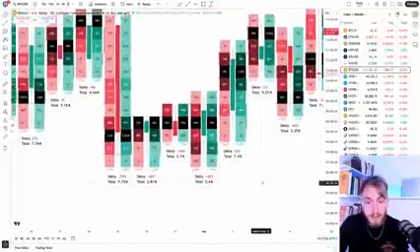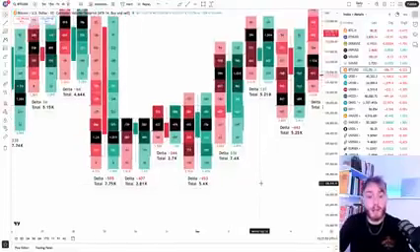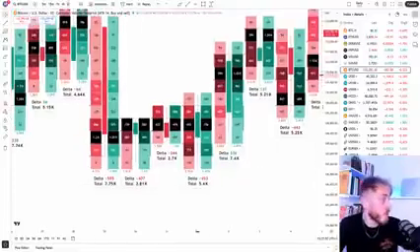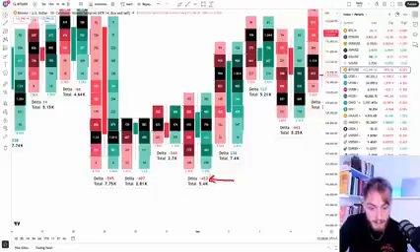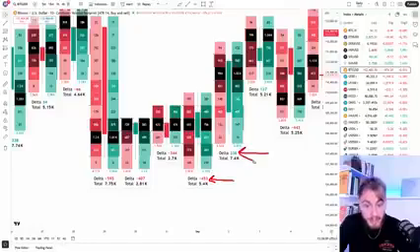And when you zoom in here, you can clearly see how aggressive the sellers were and how aggressive the buyers were. You also have the delta explained right there. So were the sellers in control during the candle, or for example, like right here, were the buyers in control?